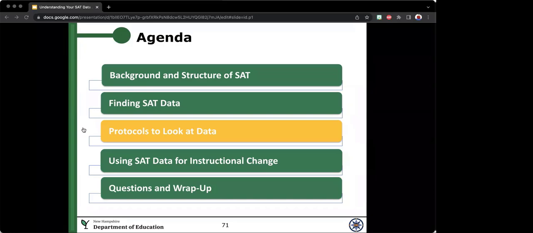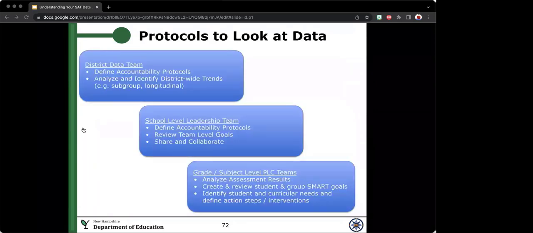So now let's think about protocols to look at all of that data. So you might have specific teams set up, and these are some things to think about as you think about the types of people that will go into these teams and what they're going to be looking at. So in your district data teams, you're going to be looking at trends across the district, both horizontally and vertically. And they are also in charge of accountability protocols. The school leadership team is set up to also have accountability protocols to define and ensure that things are being followed, as well as looking at patterns and trends in the school level data, and then disseminating that information to all stakeholders. And then your PLC teams should be comprised of grade levels or content areas or both. And these teams are really looking at student assessment results of all kinds and creating SMART goals that are going to drive their instruction.